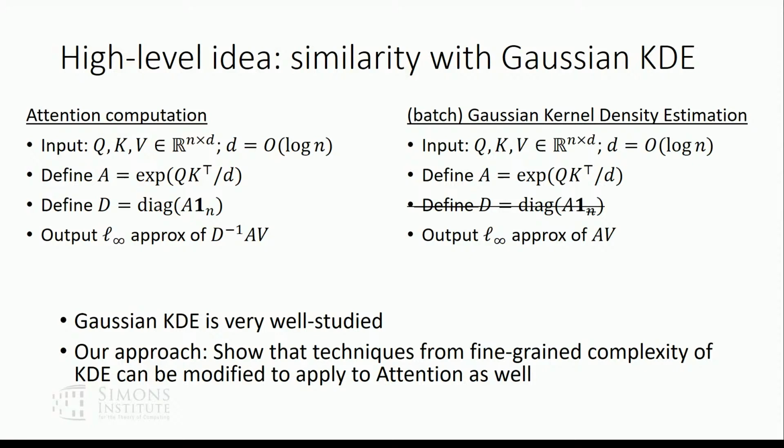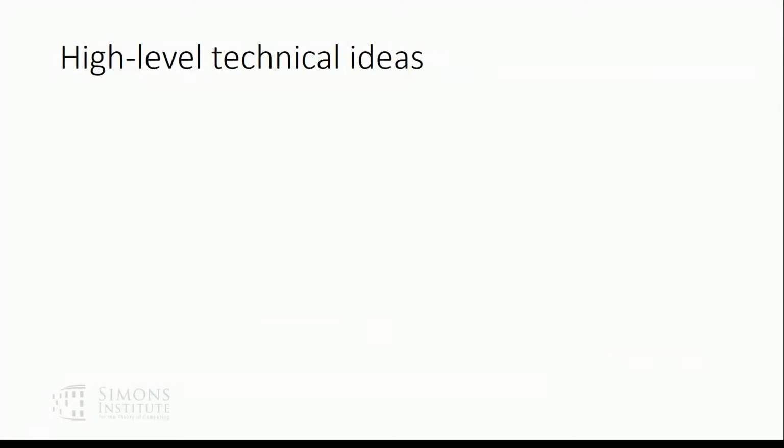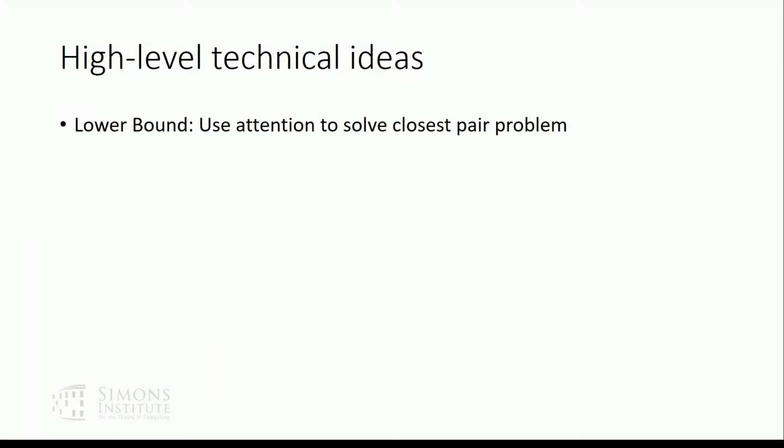Okay. So that's our high level. So let me tell you in more detail about the technical ideas, and then the rest of the talk is going to be about going into even more details about these. So for the lower bound, we're going to use attention computation to solve the approximate closest pair problem. So this is a problem where you're given as input a bunch of points in log n dimensions, and you want to find approximately the closest pair of them.